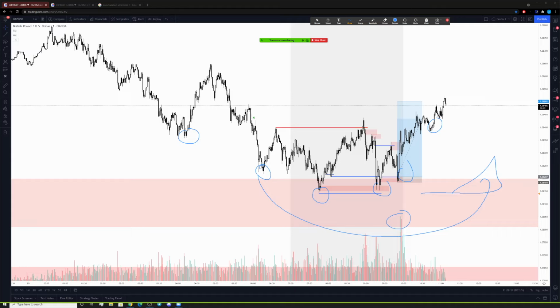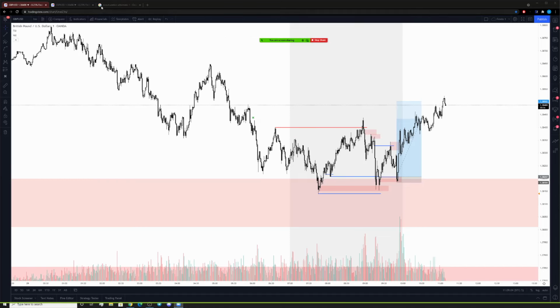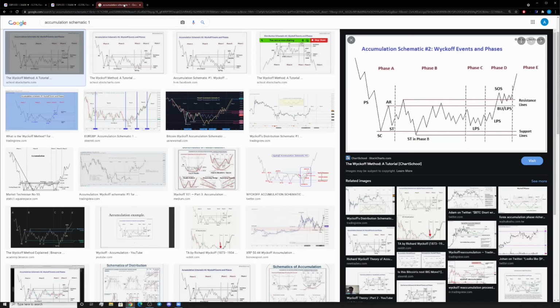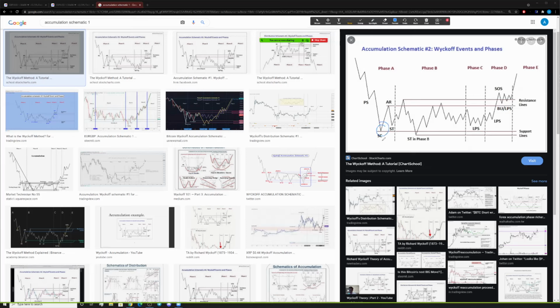We have our selling climax. Right, secondary test, initial optimism, right, unwillingness, LPS1, LPS2, right, not the best overall schematic, but it makes sense. Then the climax, secondary test, unwillingness, LPS, optimism.